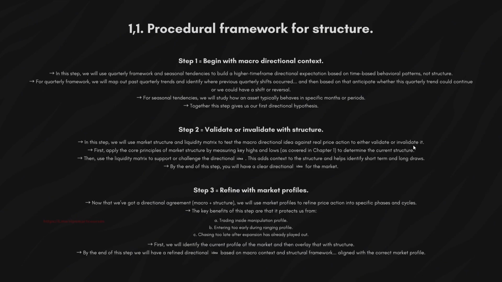And if it's invalidated, then that hypothesis would be dumped. Instead, we will give priority to this component because structure matters more than the macro directional context. Now, if you are wondering what is the point of establishing a directional context when, in the second step, structure matters more than that, then the idea there is that if you have a directional context that is aligned with structure, then in that case you could have more conviction in your analysis.